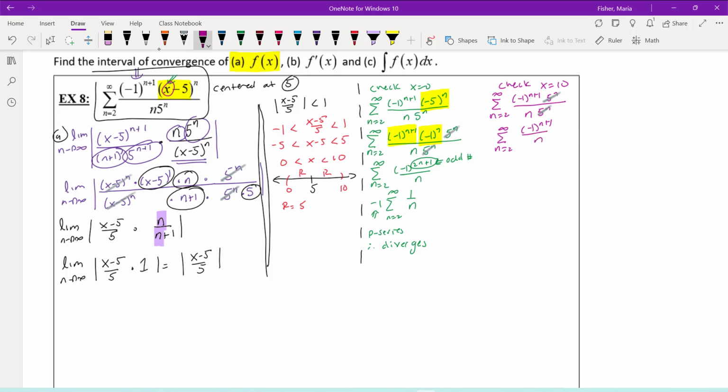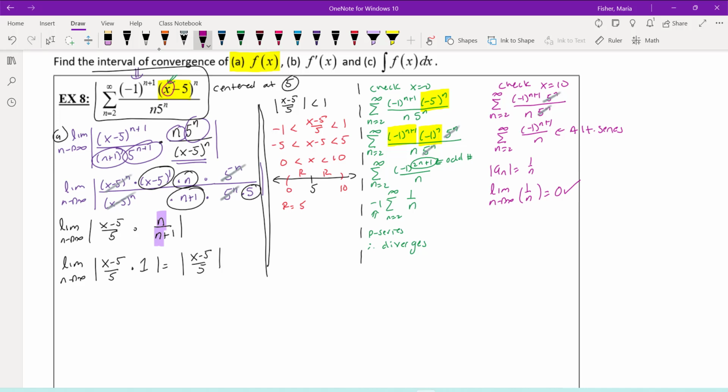Well, (-1)^(n+1) all over n, this guy here is an alternating series. And if you're an alternating series, you can use the alternating series test. The absolute value of a sub n is 1 over n. So what is the limit as n goes to infinity of 1 over n? Well, that's equal to 0.